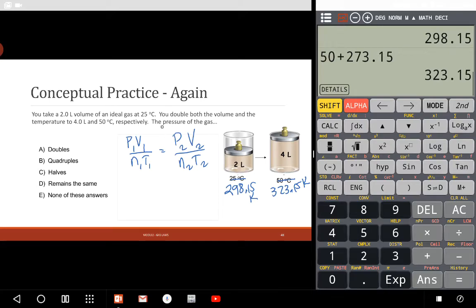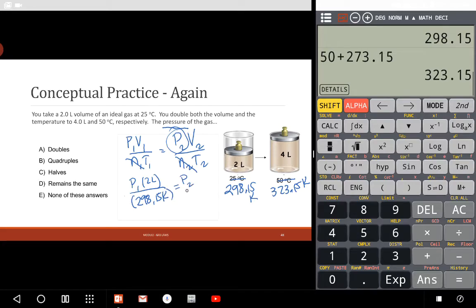And we are solving for P2 here. Our initial pressure, we are not given. We have to figure out P2 relative to P1. So P1 is equal to V1, which is 2 liters. And we have our N1 here. We are not given N1. N1 must be equal to N2, so that will cancel out. And T1 is equal to 298.15 Kelvin.